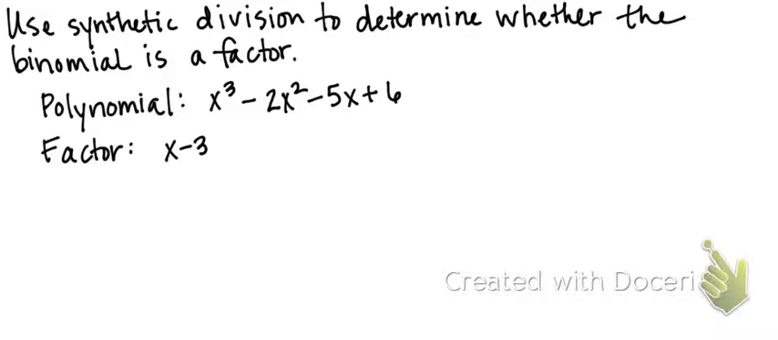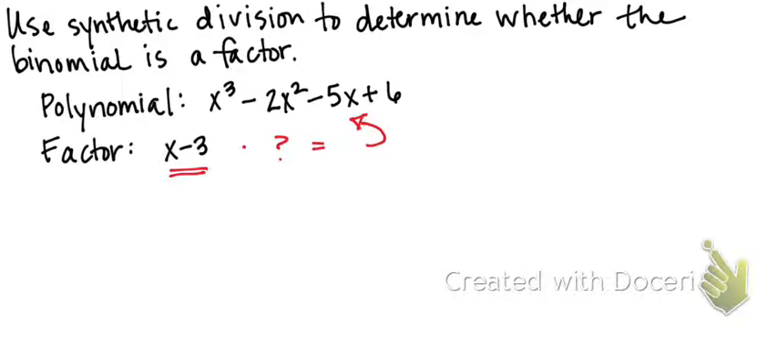Here we're being asked to use synthetic division to determine whether this binomial here is a factor of this polynomial. So we need to remember what factoring is, what it means for something to be a factor. To be a factor means that we're saying this multiplied by some number is going to give us this.